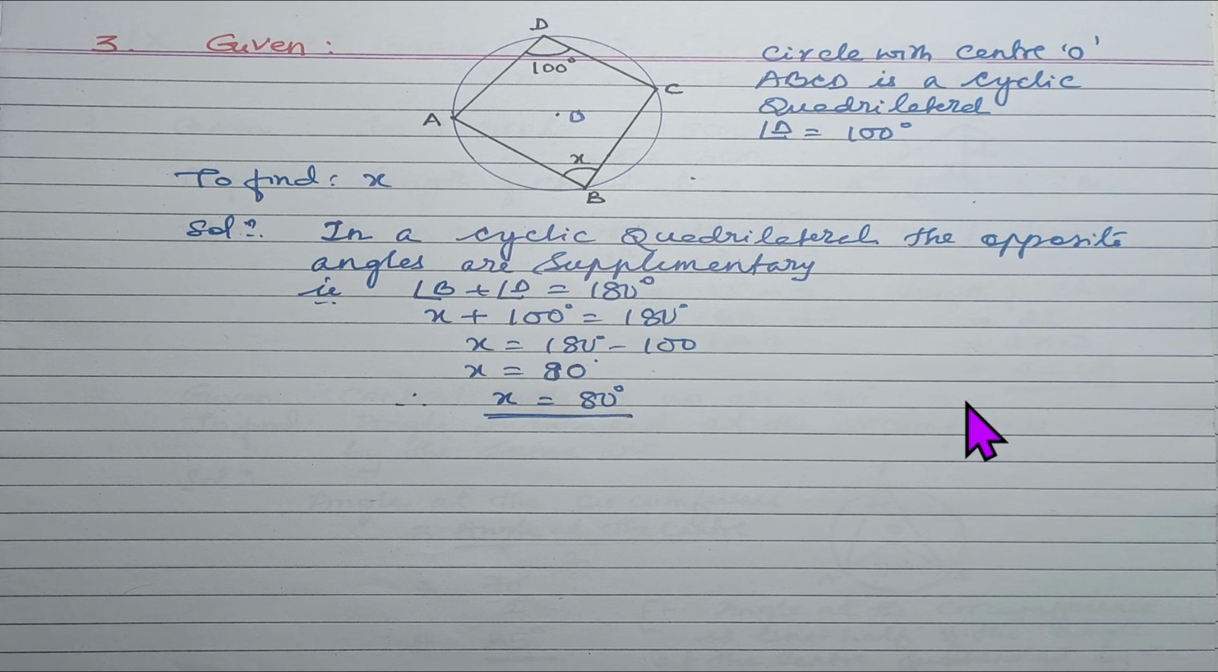Okay. Now coming to the next example, that is the third example. Now we are given a circle with center O. ABCD is a cyclic quadrilateral. Angle ADC is 100 degrees. We have to find the angle x here. But we know that in a cyclic quadrilateral, the opposite angles are supplementary. That means angle ADC plus angle ABC is equal to 180. That means angle B plus angle D is 180, or x plus 100 is equal to 180, or x is equal to 180 minus 100. Therefore x is equal to 80 degrees.